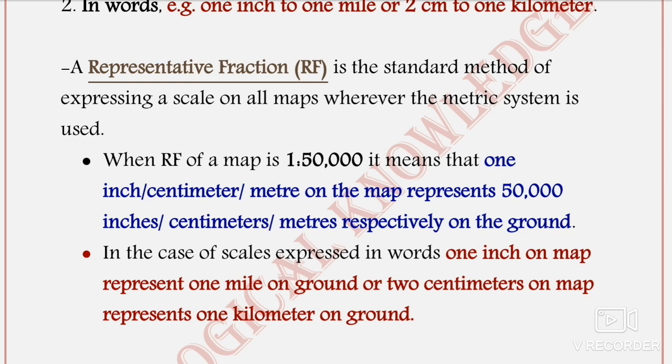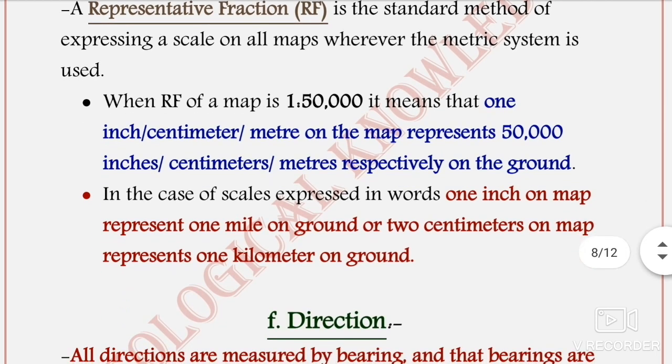say. Okay, but it's very essential to know that if you are saying 1 inch, then it should be 50,000 inch, or 1 centimeter, so it should be 50,000 centimeter. So 1 inch on the map represents 50,000 inch respectively on the ground. Okay, so this is the meaning of the scale.